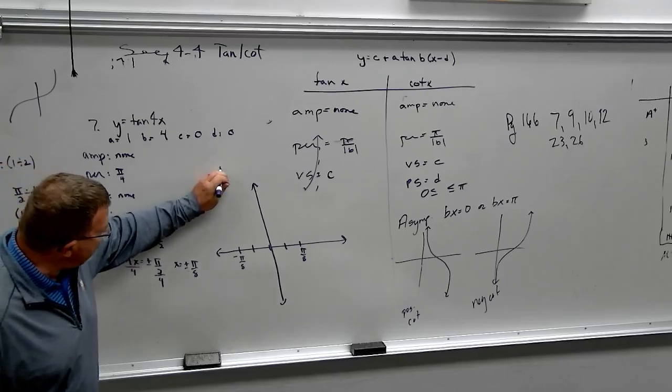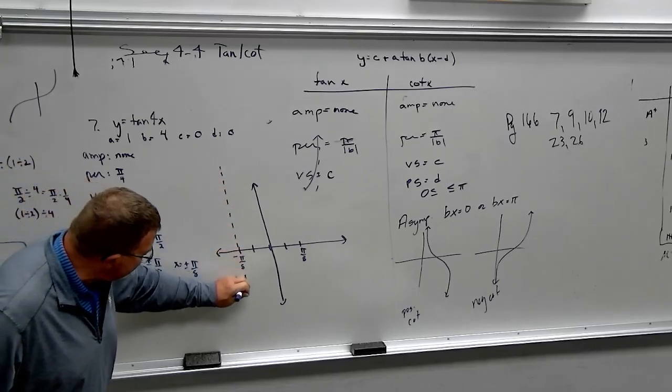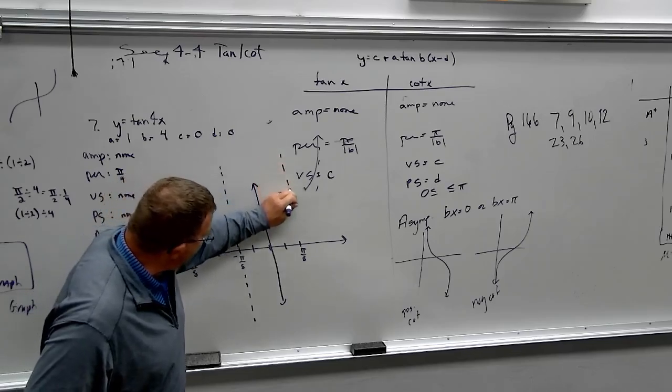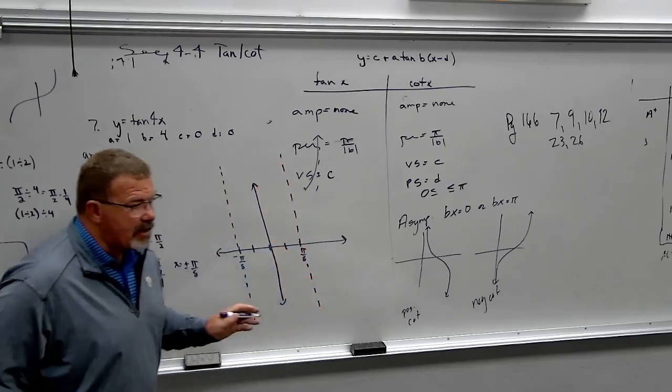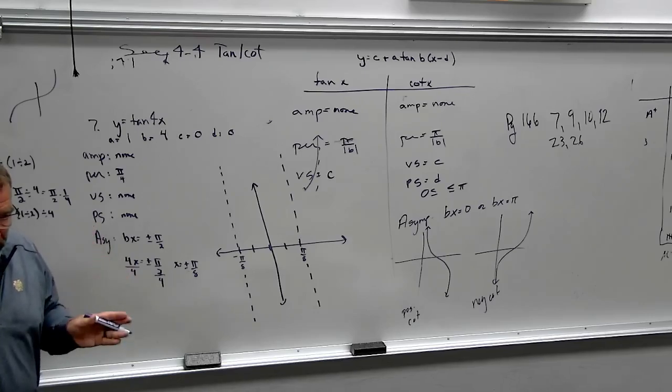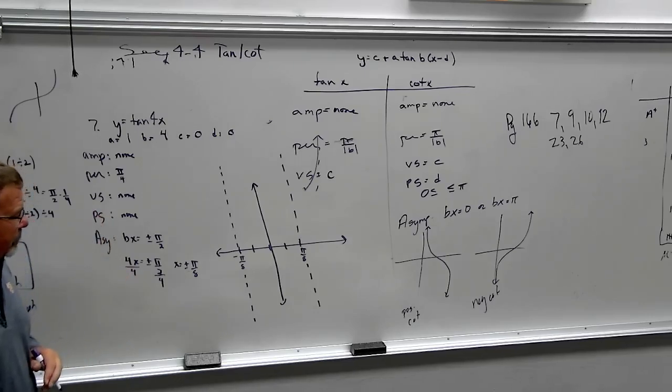Okay? I like to draw these dashed lines. It just tells me that this graph will never go past it. It gets closer and closer, but never through it. It just keeps getting closer.